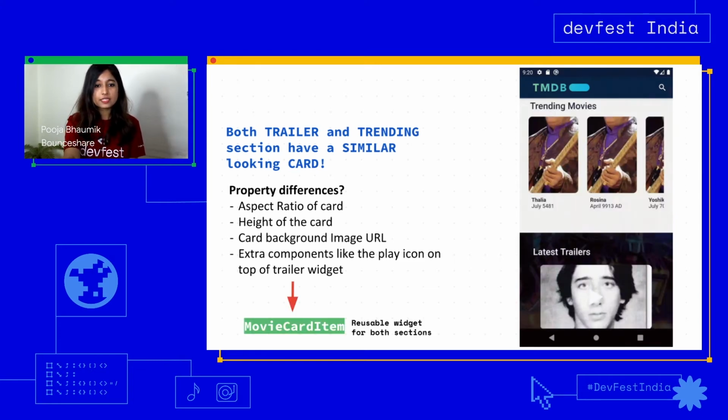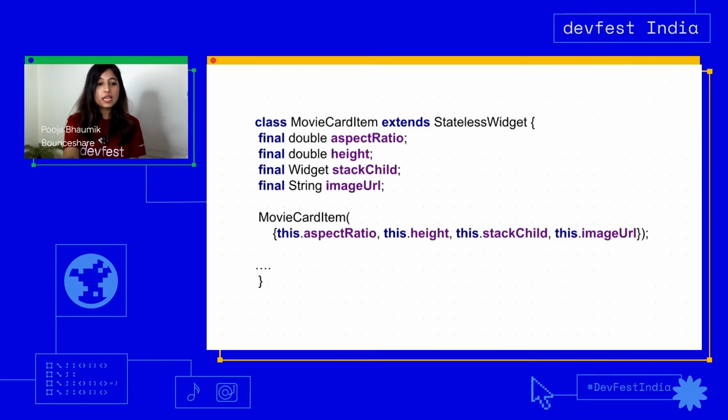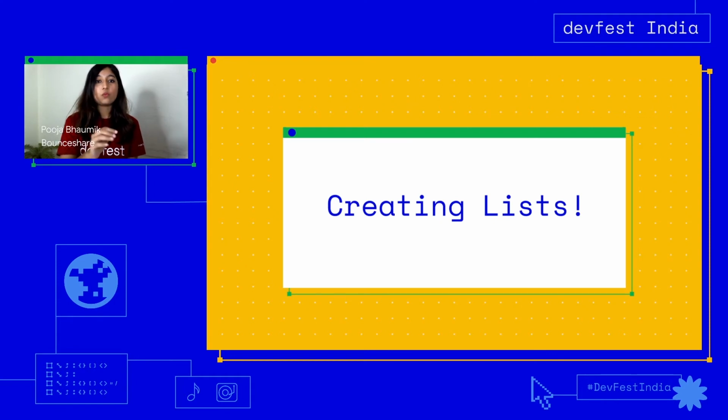So here you can see that we can create a movie card item widget. And this is how it is going to look, where you are going to take a double aspect ratio, a double height, and a widget which is the stack child, which is any of the children that you want to put on top of your card, which in our case was the play icon. And of course, the image URL differs for each of the cards. So here you see that we will obviously have to create a list of movie card items.